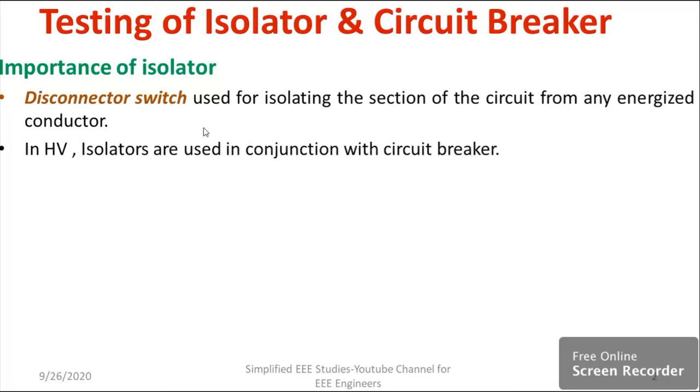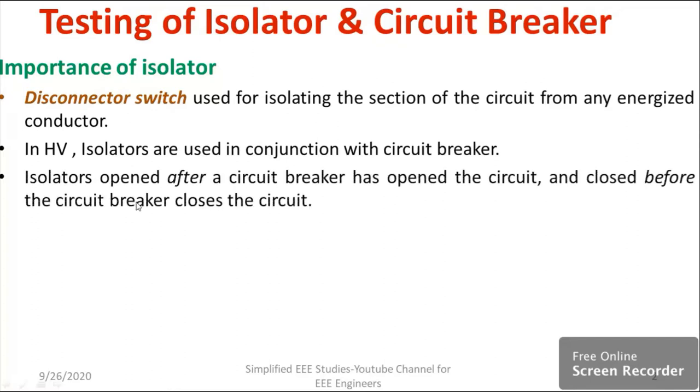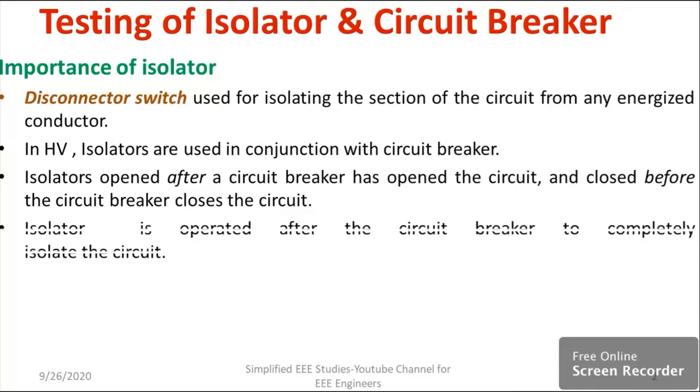In HV, isolators are used in conjunction with the circuit breaker. That is another peculiarity. Isolators open after a circuit breaker has opened the circuit and close before the circuit breaker closes the circuit. First of all, the circuit breaker is operated. Thereafter, the isolator will be operated. That is the scenario. The isolator is operated after the circuit breaker to completely isolate the circuit. That is what is happening.